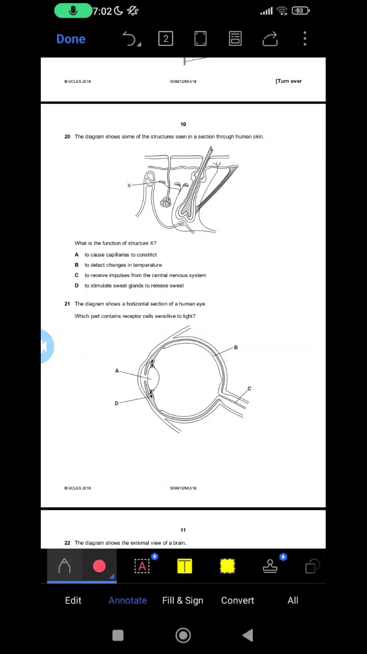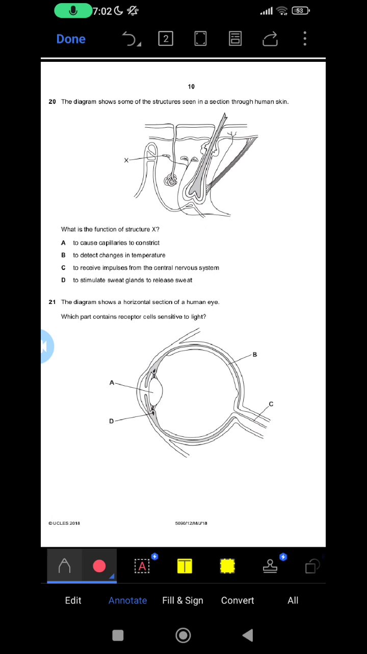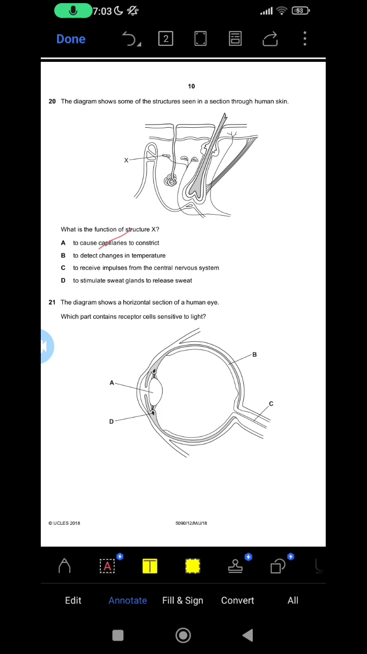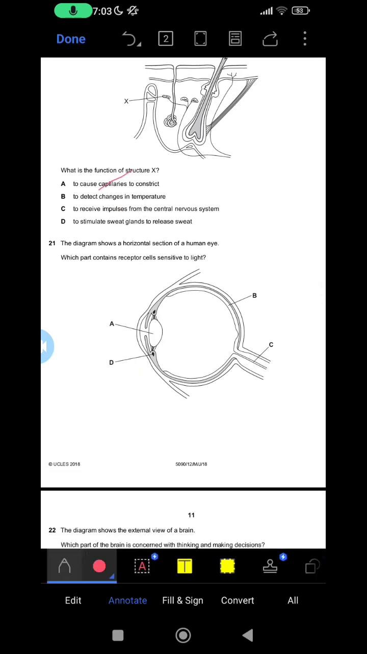Now, moving on to question number 21. The diagram shows a horizontal section of a human eye. Which part contains receptor cells sensitive to light? Now, you can clearly see that A is the lens, D is the ciliary muscle, C is the nerves, while B is the retina. As we know, the retina is the area which contains receptor cells which are sensitive to light. So, B is the correct answer.